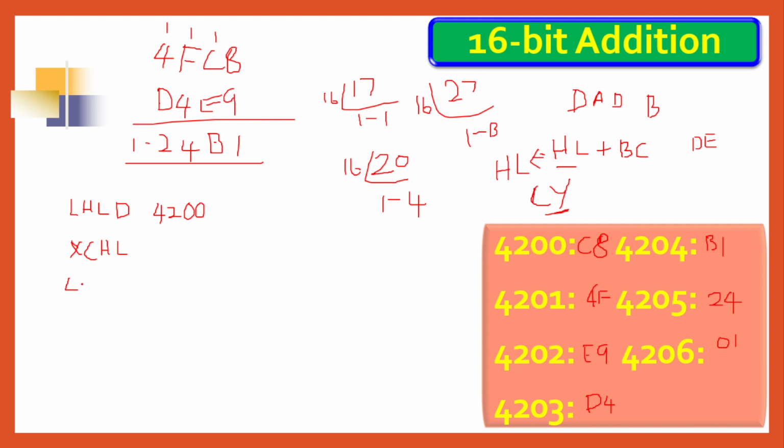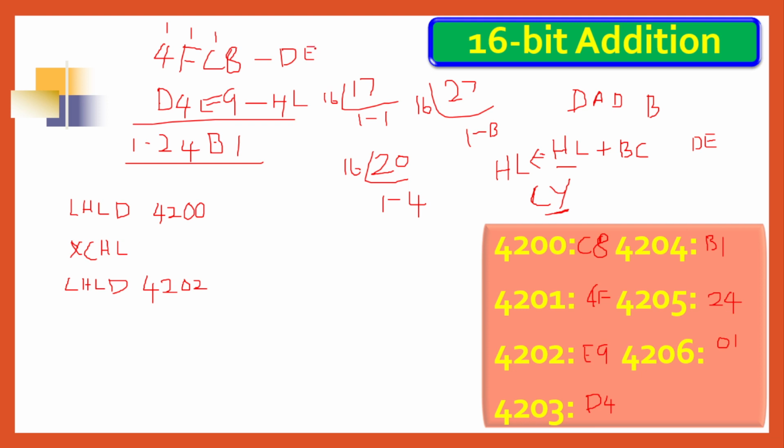Again you take the second number, LHLD 4202. We have to measure, because 8-bit means we will use continuous addresses, and 16-bit means the first data itself occupies 2 bytes. That's why we are using LHLD. Now see here, this data is copied to HL. Now this data is copied to DE.